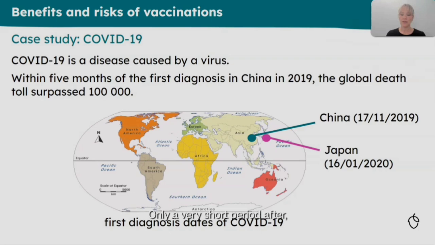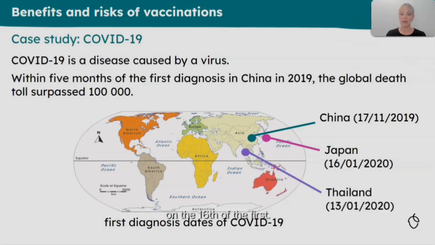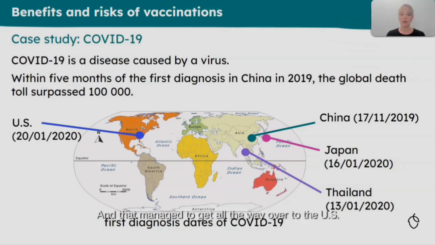Only a very short period after, so only a couple of months later, there was a recorded case in Japan on the 16th of the 1st. We also had a case in Thailand on the 13th of the 1st, and that managed to get all the way over to the US by the 20th of the 1st. So we can see that once that started to spread around the globe, it went really quickly. And from that point, it spread all over the place.